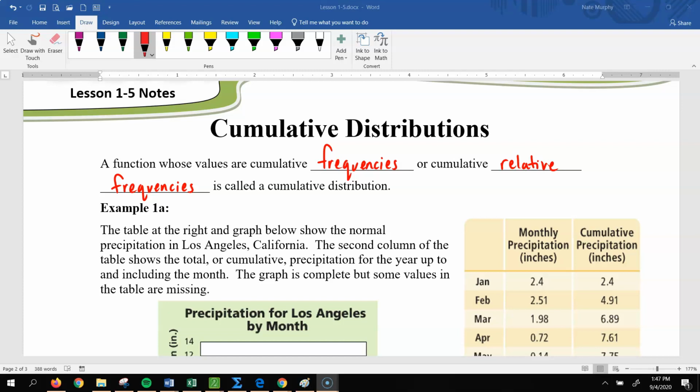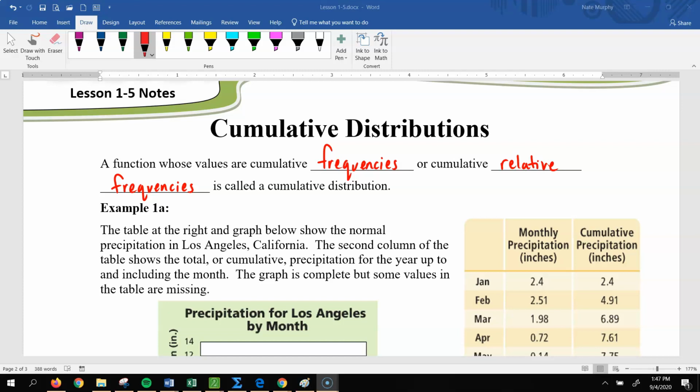So let's look at this situation. It says a function whose values are cumulative frequencies or cumulative relative frequencies is called a cumulative distribution. Well, what does cumulative mean? If you think about in Minnesota, we deal with a lot of snow, and so oftentimes as we get to the end of winter, they'll talk about the cumulative snowfall. That's just referring to how much snowfall total has fallen up until that point. So that's what a cumulative amount means. It represents the total up to a certain point.